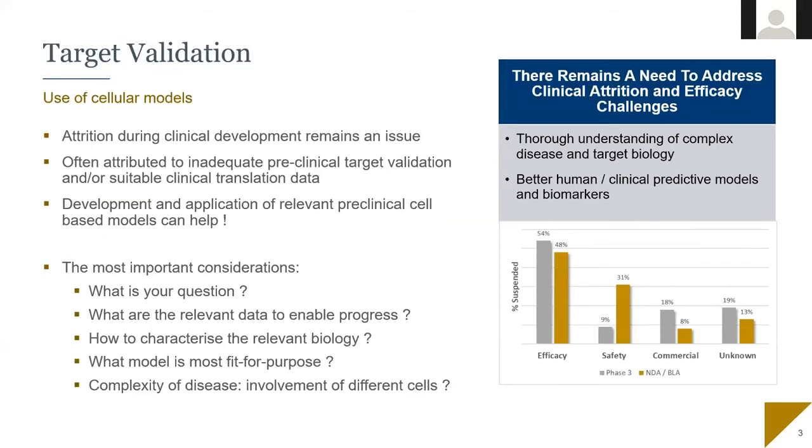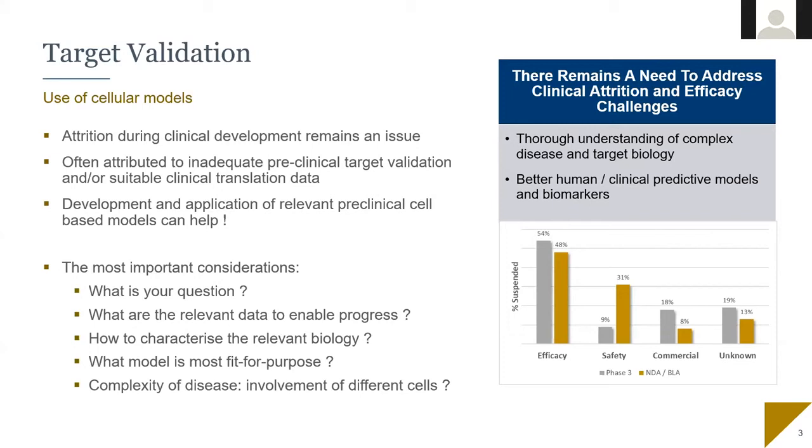Okay, so to start with then, just in terms of target validation, obviously there is still a challenge for the industry in terms of clinical attrition, so the loss of compounds in clinical development. And the primary reason, unfortunately, that is the case still remains a lack of good efficacy in the clinic. And so ways to help to mitigate this is to enable a better and a thorough understanding of complex biology, complex diseases in particular, and the target biology associated with those, and also come up with better human and, importantly, clinically predictive models and biomarkers.